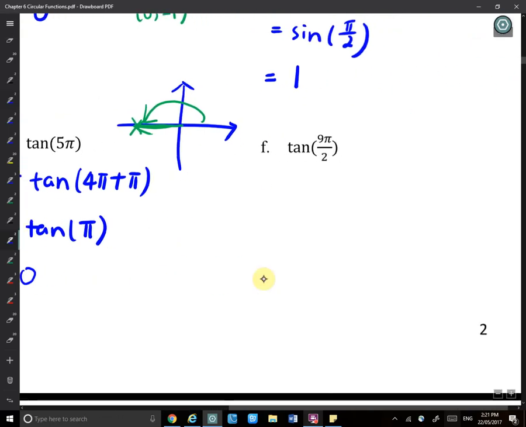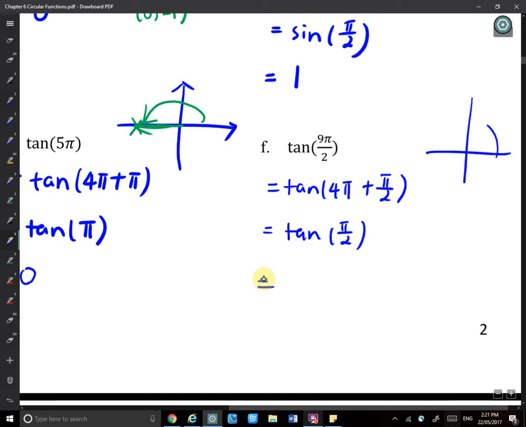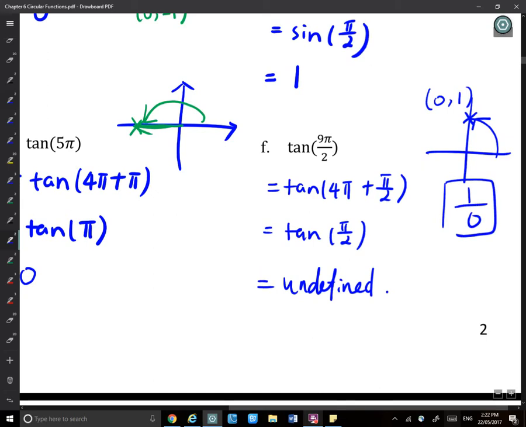For this one, that equals tangent of 4 pi plus pi over 2. That is tangent pi over 2. It lies on the y-axis, so it's undefined. Because that is the point 0, 1, so sine over cosine is 1 over 0, which is undefined.